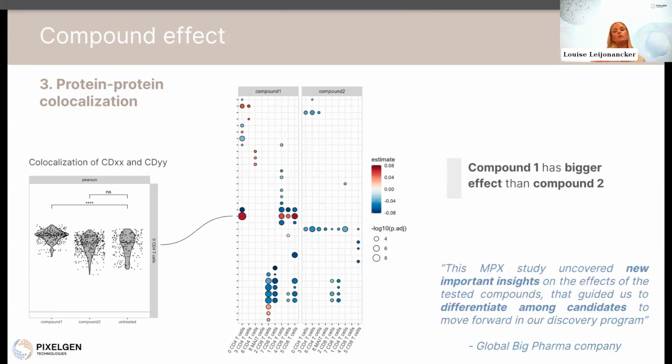And the quote that they told us after this was that this MPX study uncovered new important insights on the effects of the tested compounds. And that guided them to differentiate among candidates to move forward in their discovery program. So we were very happy that they could use it for that.